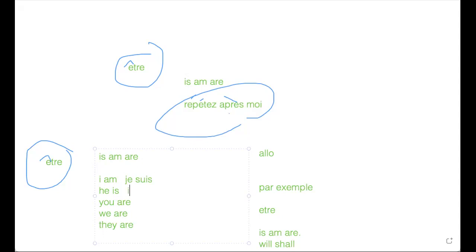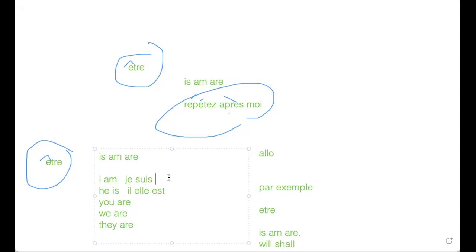You have to practice these things. Il is he. Elle is she. Il, elle est is he, she is. Is it clear? So repeat after me. Je suis is I am. Je suis, I am. Et il, elle est is he, she is. Is it clear to you?